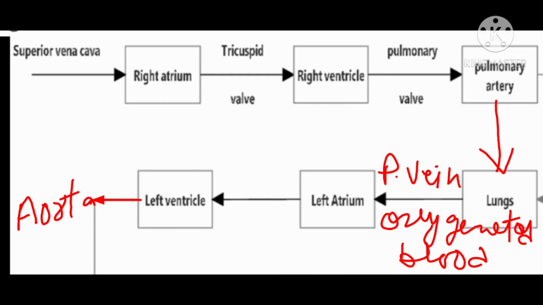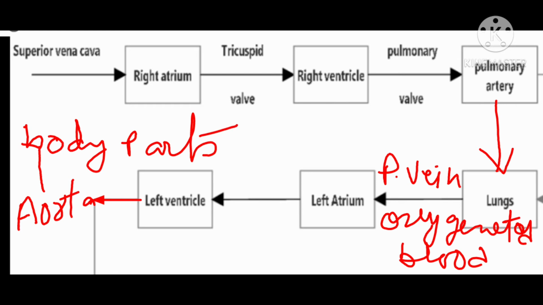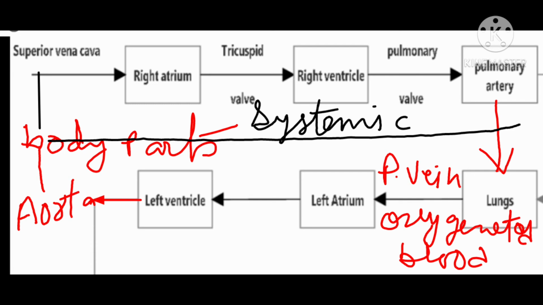Then this aorta sends the blood through the arteries to body parts, where the exchange of material takes place, where carbon dioxide is released and the blood becomes deoxygenated. After that, the deoxygenated blood from the body parts is sent to the heart, to the right atrium. So this is a double circulation and it is a continuous process. We can say the upper portion of this flow chart is systemic circulation, right? And the other one is known as pulmonary circulation.